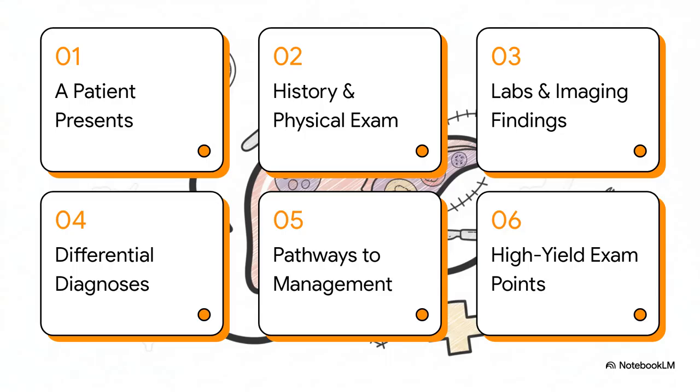Thank you for the question. With a presentation like this, I'd approach it systematically. My first priority is always the patient, so stabilizing them and getting a thorough history and physical to start building my differential diagnosis. From there, I'll order the right labs and imaging. This will help me really narrow down the possibilities and then create a solid management plan. And finally, I'll wrap up by reviewing the most important, high-yield points for a case like this.